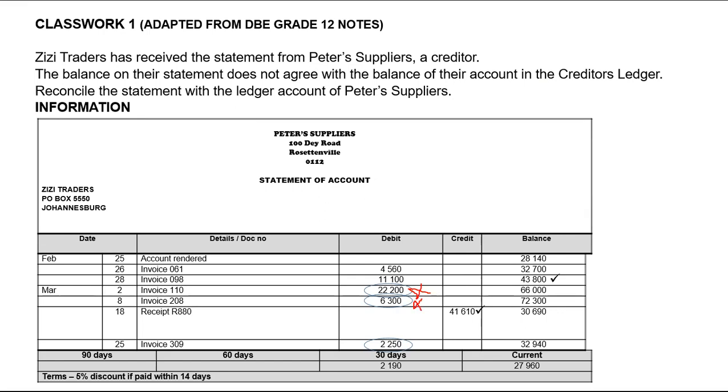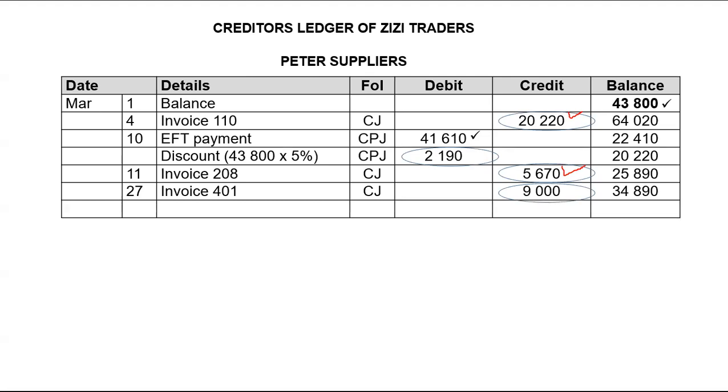And what we recorded that amount at 5,670, which is correct. Oh, I've already ticked it. So we need to correct what they did, all right?